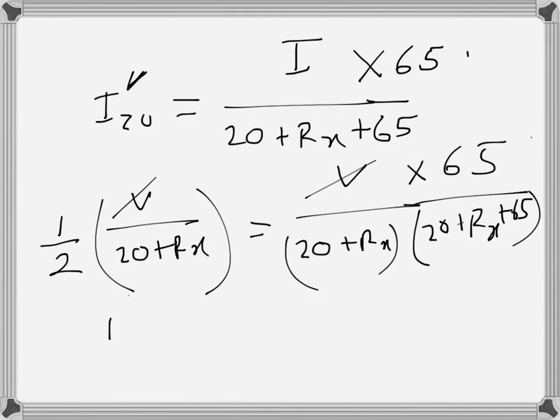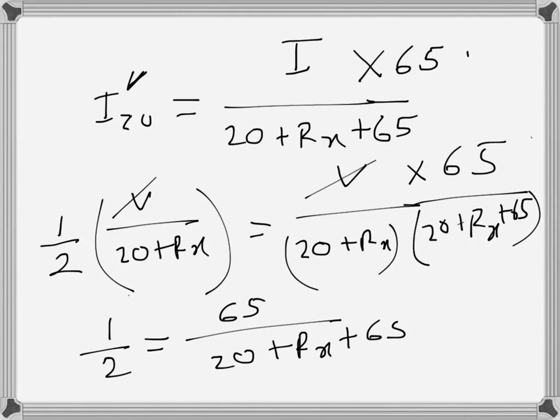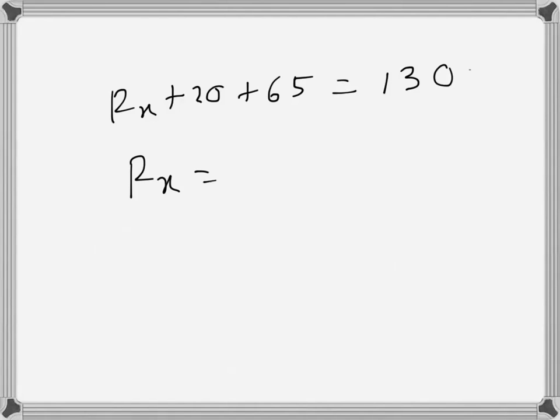So they get cancelled, and what stays is 20 plus Rx plus 65, and if I multiply it becomes Rx plus 20 plus 65 is equal to 130. So I get Rx is equal to 130 minus 85, which is 45 ohms. That's the value of Rx.